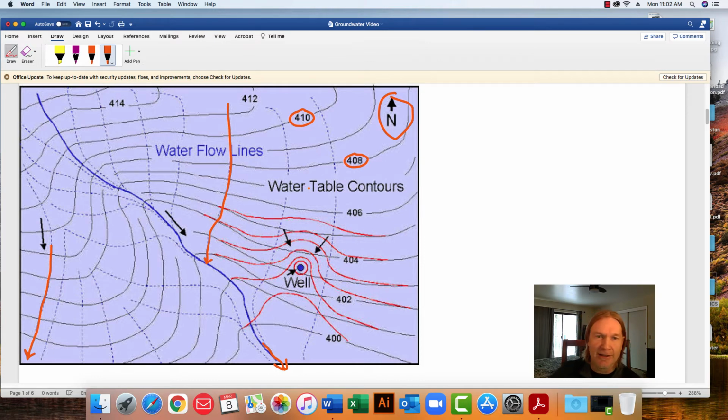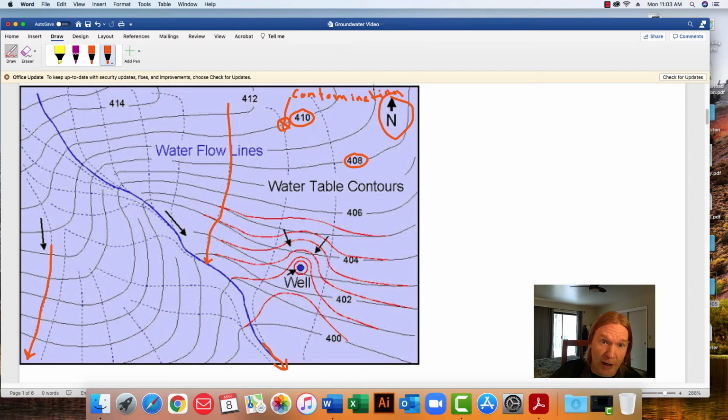Okay, so let's look at what would happen if we had a contamination source right here. So this is going to be a contamination source, maybe a dump. So the question is, without the cone of depression, would a contamination source right here go into this well and contaminate it? And the answer is, well, let's find out.